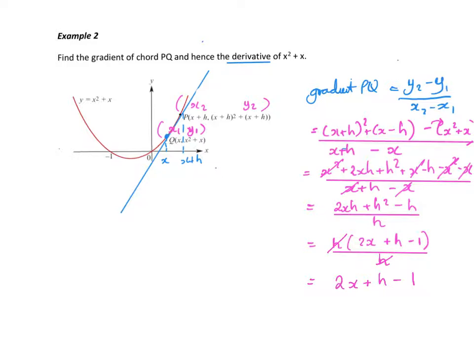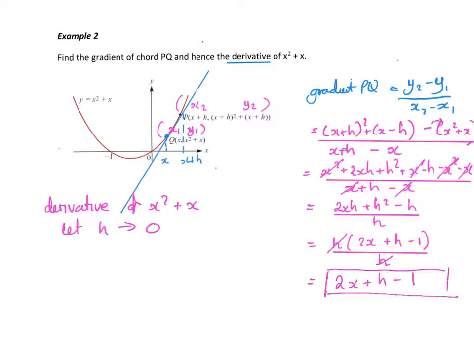For the derivative of x squared plus x, we now have to let h move towards 0, which pretty much means we have to let h equal 0, because when you're finding the derivative of a curve, it is the gradient at a point on that curve. So it's the ability to find the gradient at a point. So letting h move towards 0 in our answer to the gradient of PQ, if h is equal to 0, then the derivative is 2x plus 1, because h is now equal to 0.